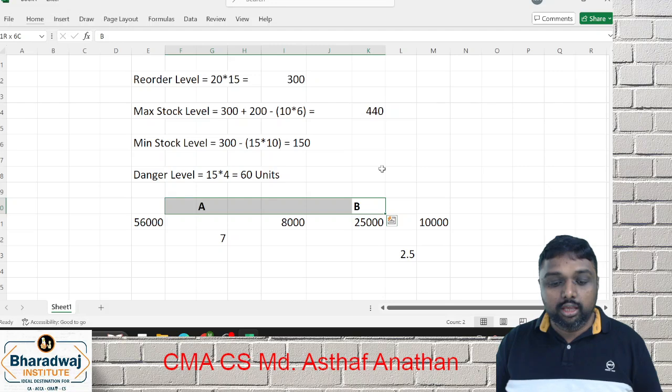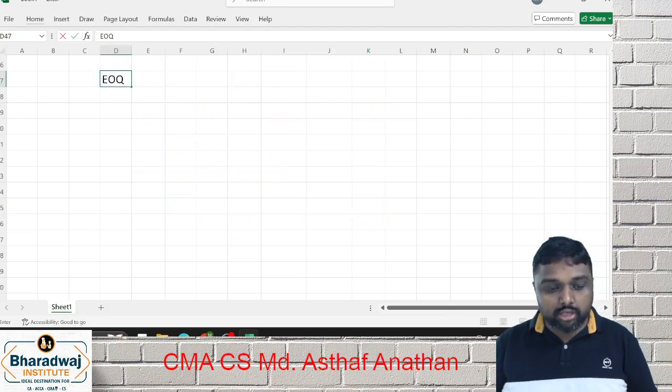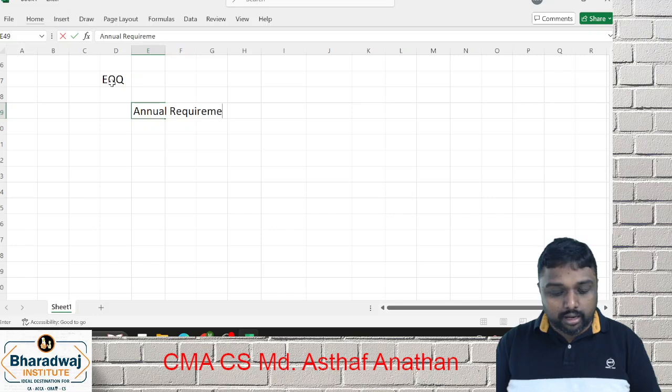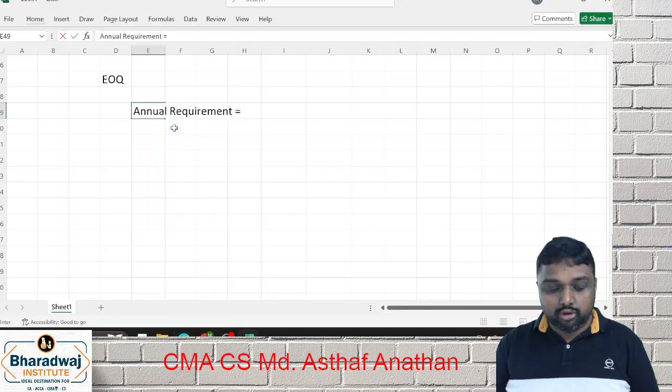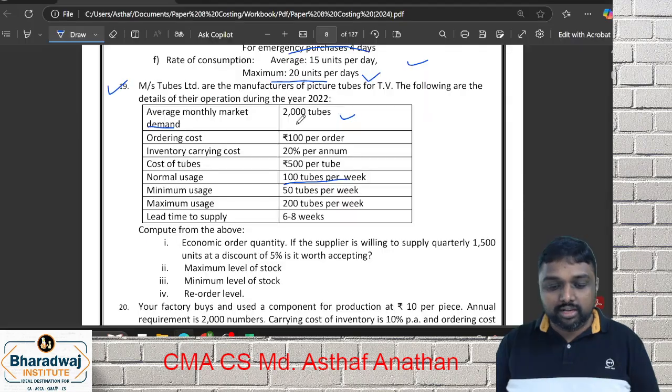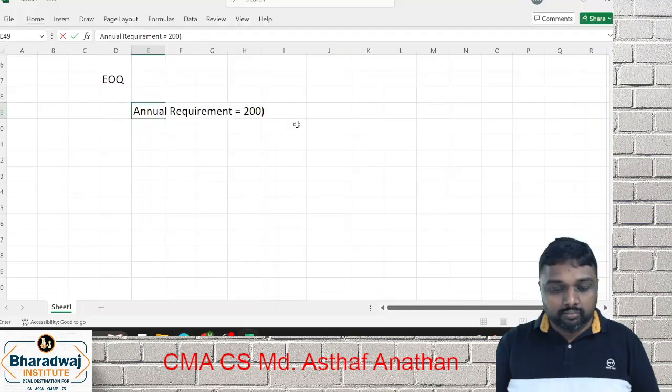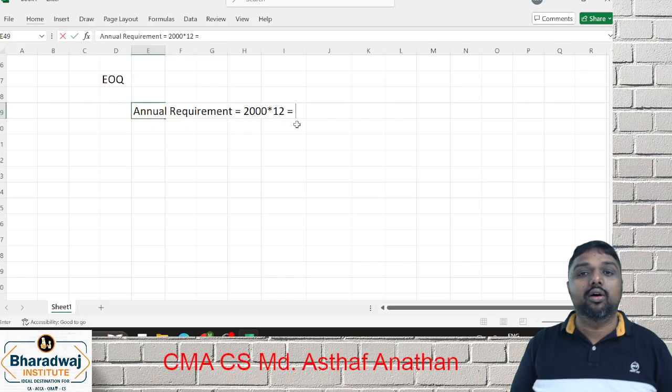First they are asking EOQ. If you want to do this EOQ, first you require the annual requirement. See, some friends may think it is 2,000. This is the demand of the finished goods. You should not take that. Some friends will take 2,000 into 2. It's wrong. The finished goods.